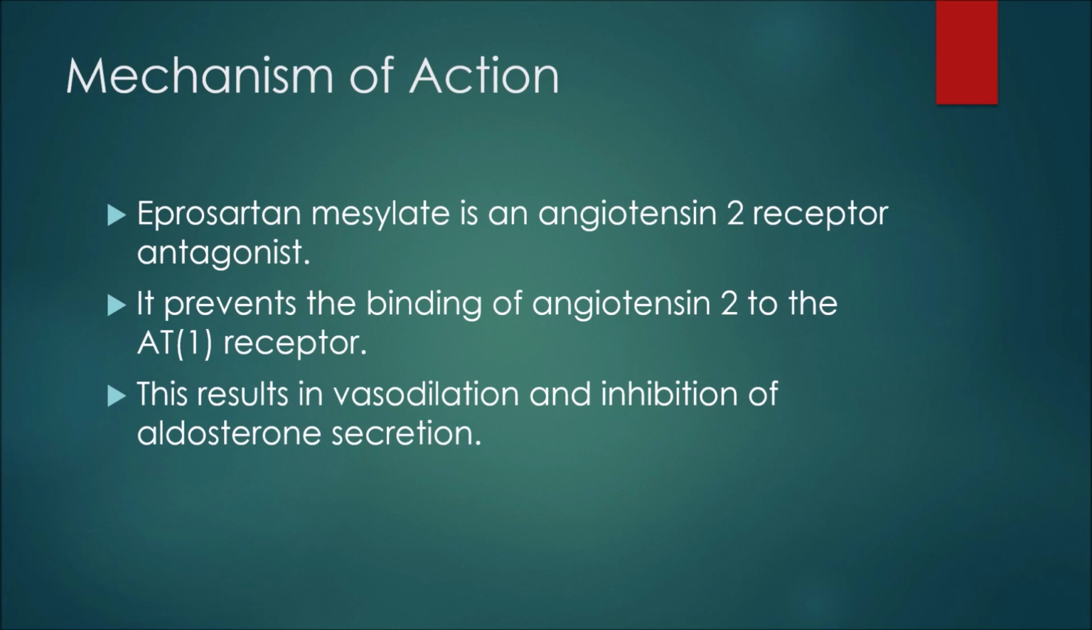So the first thing to discuss here would be the mechanism of action, or how this medication works. Eprosartan mesylate is an angiotensin II receptor antagonist. They're also known as ARBs in this class. It prevents the binding of angiotensin II to the AT1 receptor. This results in vasodilation and inhibition of aldosterone secretion.